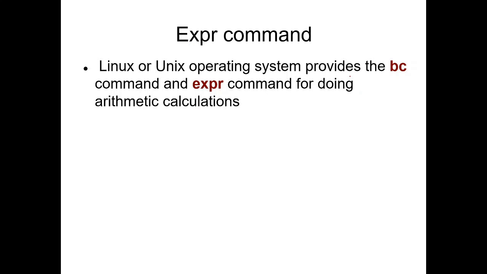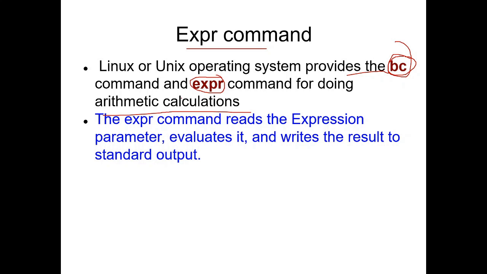The Unix or Linux operating system provides the bc command and the expr command for doing arithmetic calculations. So there is another command, the bc command, which is also used for performing arithmetic calculation. Today first we'll see the expr command. So what is the expr command? The expr command reads the expression, that is, arithmetic expression parameters, evaluates it and writes the result to the standard output.